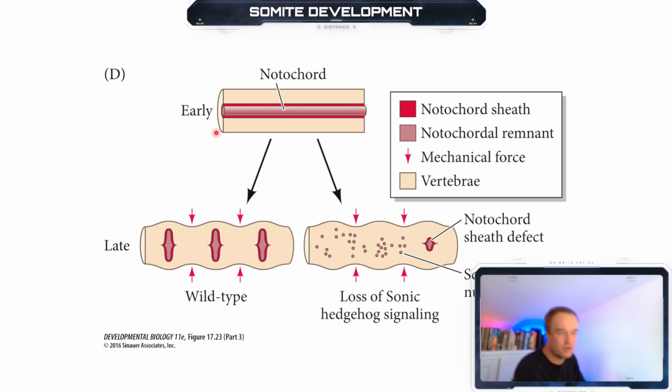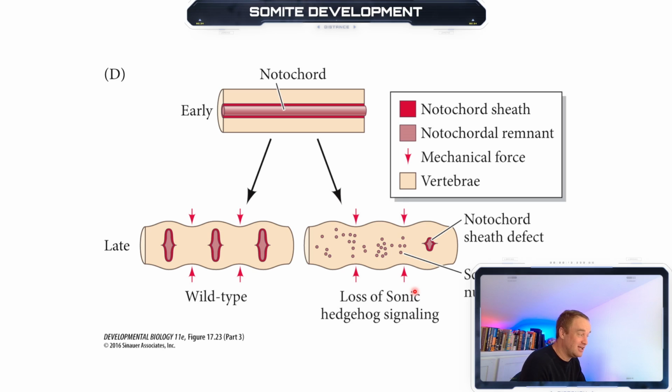So here's the notochord early. As you can see, we have this notochord sheath and the remnant here in the middle, and then we also start to form these little pulposi in the middle. Little is known about the nuclei pulposi formation, but it appears that mechanical forces squeeze off sections of the notochord. That's what these red arrows are: it just gets pinched into these little spots.